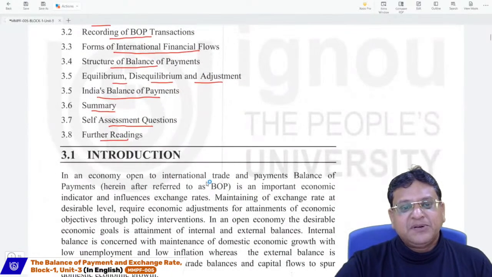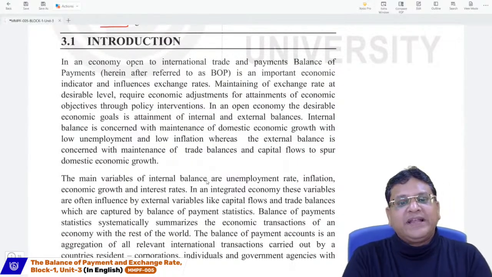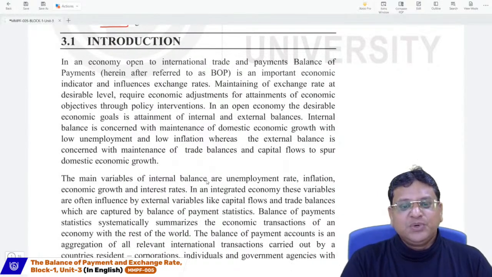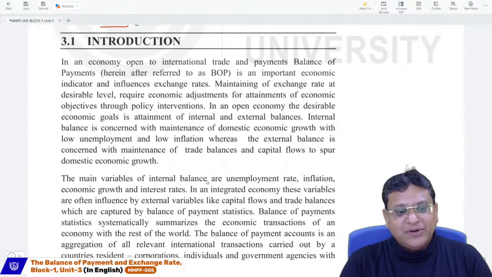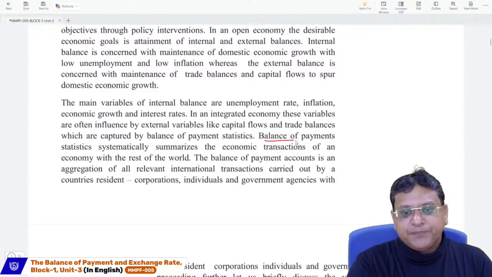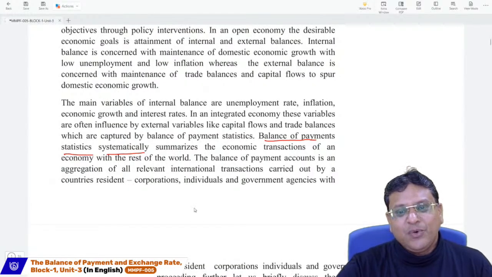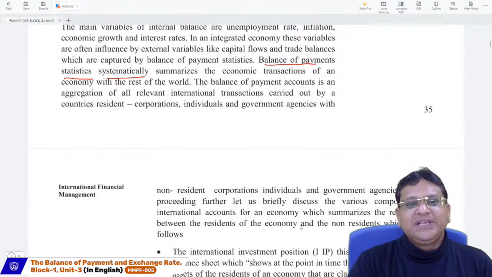Friends, in case of international business, there is inflow and outflow of foreign currencies. The statement which records inflow and outflow of foreign currency of a country for a particular period is known as balance of payment. So, balance of payment is a statistical record of a country's inflow and outflow of foreign currencies. So, what is BOP? BOP statistically, systematically summarizes the economic transactions of a country with the rest of the world.